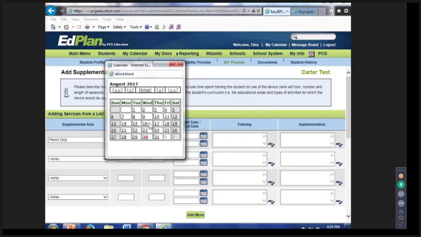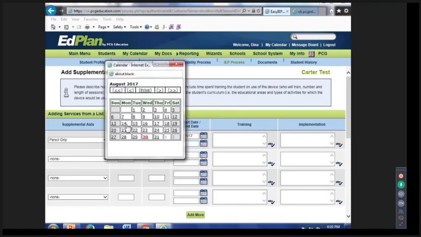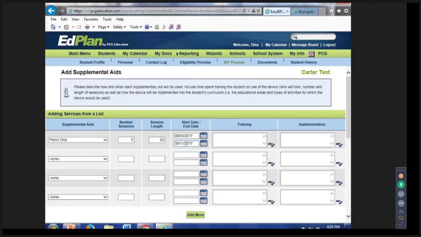And this is a week, so we're going to start it next Monday. No, not next Monday. We'll start it on the 5th, and we'll go to the 11th for 5 sessions. And then on here, I'm going to put the training. And I'm going to put who and where and who's involved.